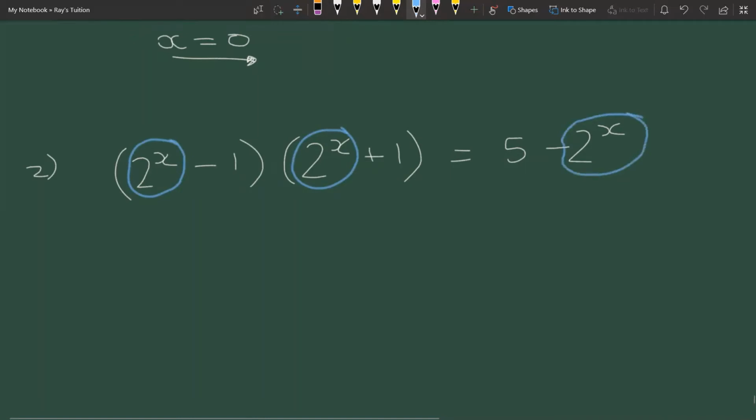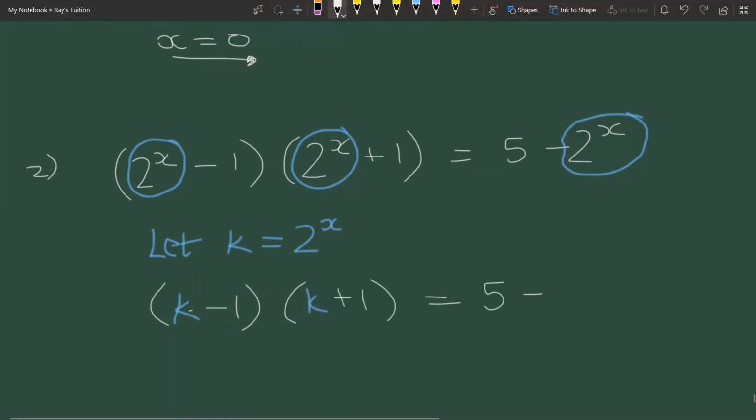We can see this 2 to the power of x being repeated in several places. So what we can say is let k equal 2 to the power of x. Now if I do that and replace everywhere that we had 2 to the power of x with k, we get that k minus 1 times k plus 1 is equal to 5 minus k.